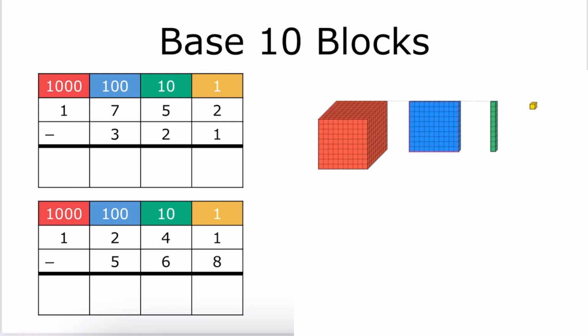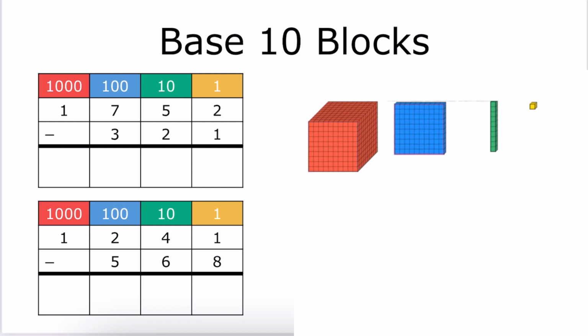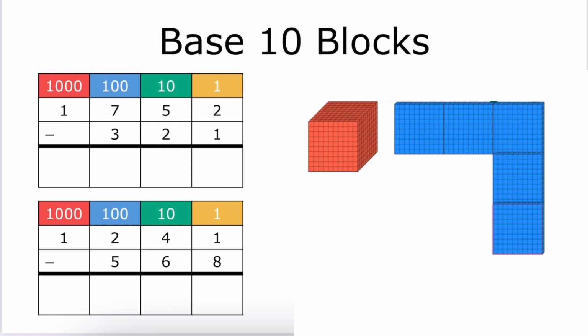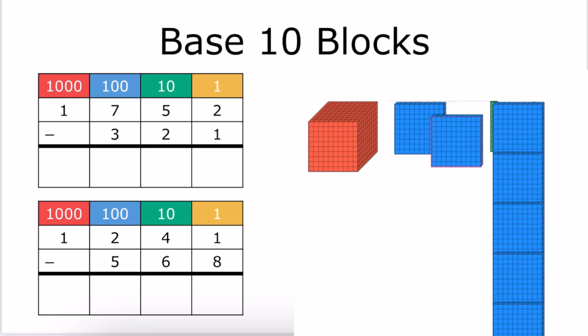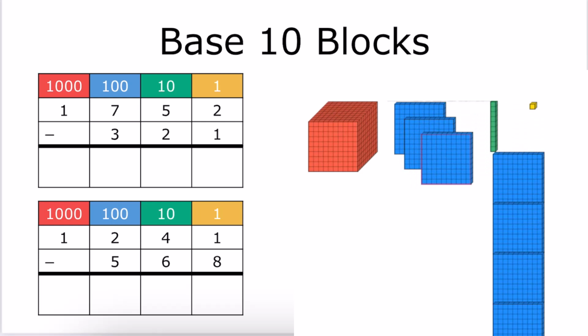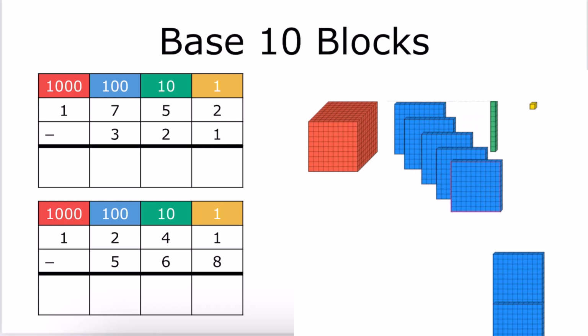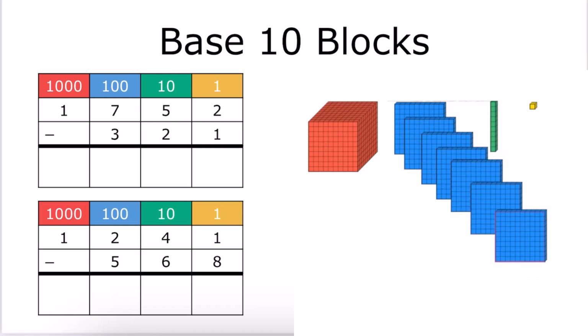So if we have the number 1,752 and we want to subtract 321, then I'm going to have 1,000 and 700. So here's 1, 2, 3, 4, 5, 6, 7. And I'll move these over so we can see the other place values just fine. So we have 7 hundreds. And then we have 5 tens. So here's 1 ten, then 2, 3, 4, 5, and 2 ones.